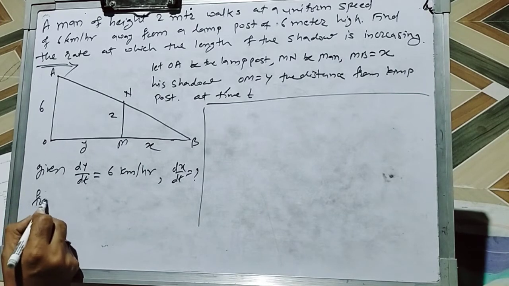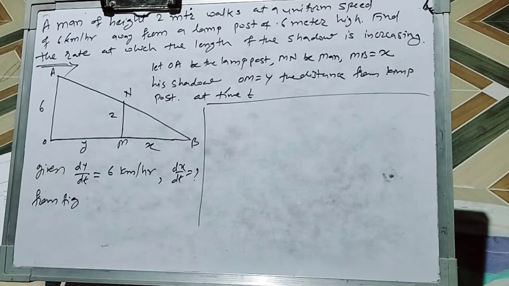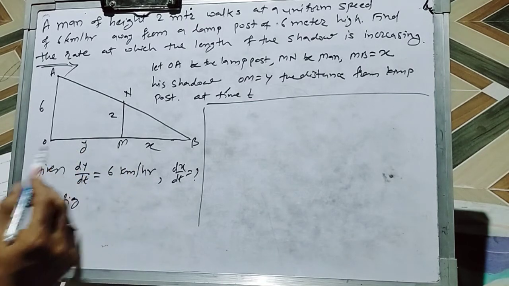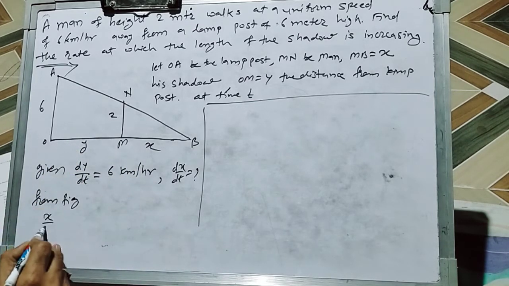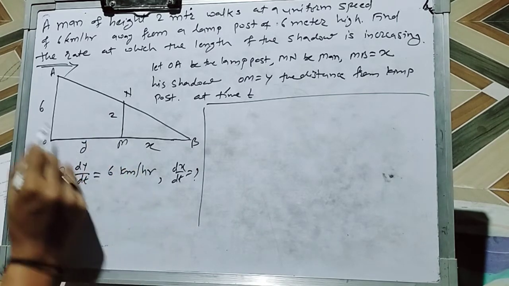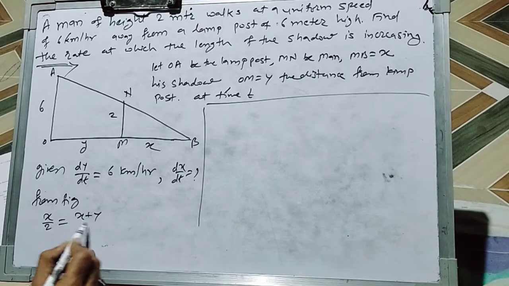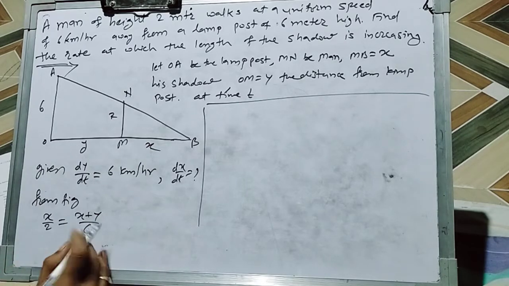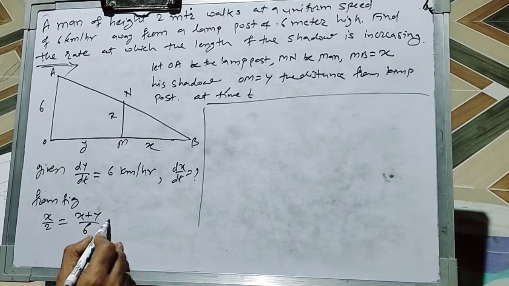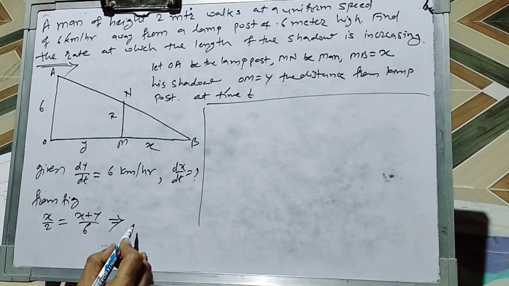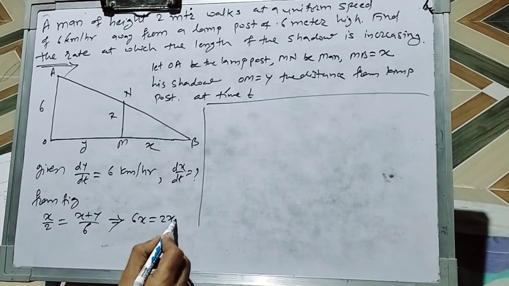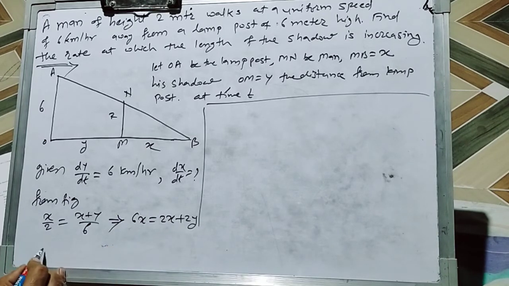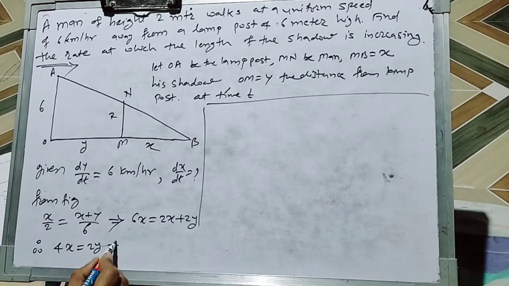So here from the figure, x divided by 2 is equal to x plus y divided by 6. See, x divided by 2 is equal to x plus y divided by 6. So this implies 6x is equal to twice x plus twice y. Therefore 4x is equal to twice y. This implies x is equal to 1 by 2 y.